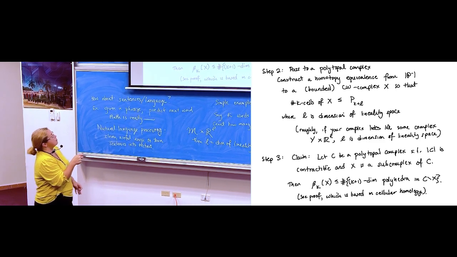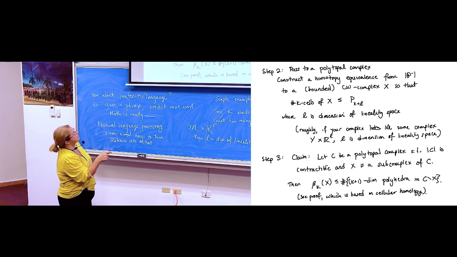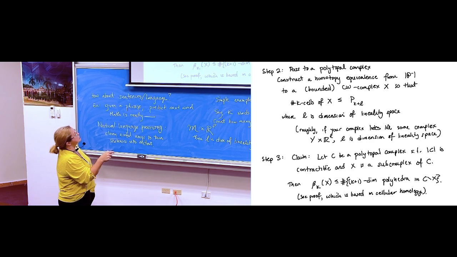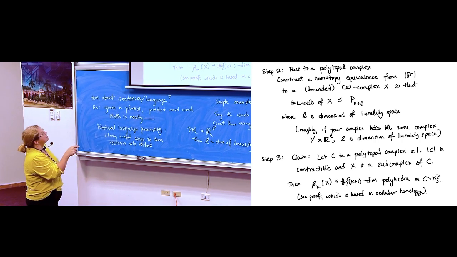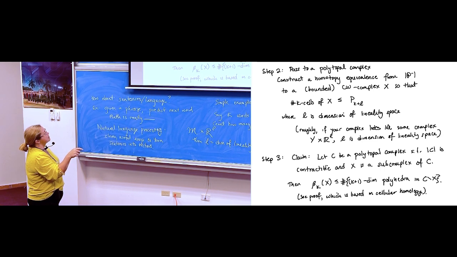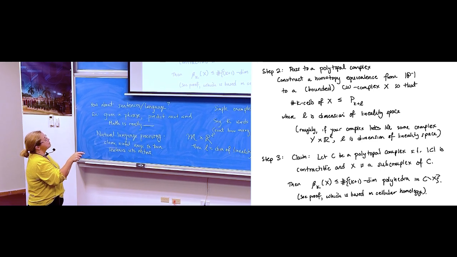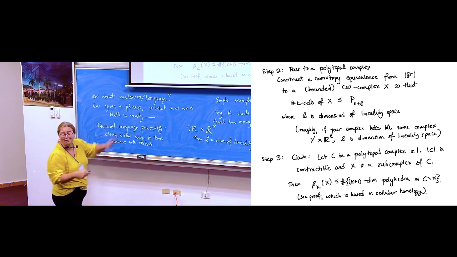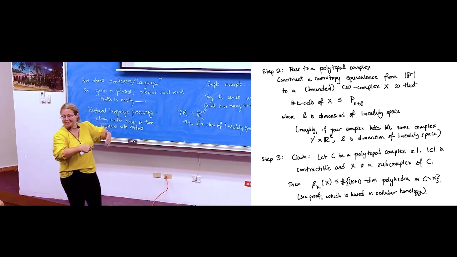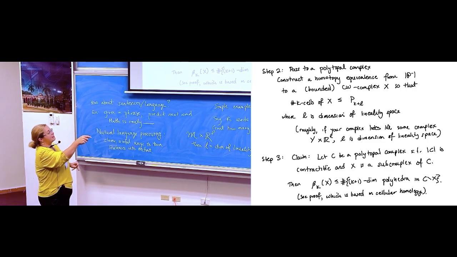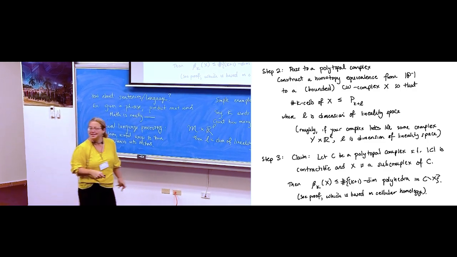You can construct a homotopy equivalence from the places where the function is negative to a bounded CW complex, so that the number of K cells is bounded by the number of K cells in the original complex plus the dimension of the lineality space. I'm not going to go into any details here, but the point is to shrink this unbounded thing to something bounded, and you can do it in a way that controls the number of cells you get.